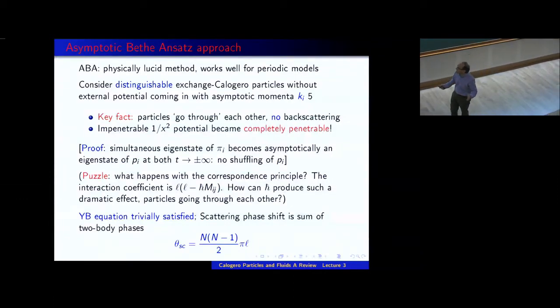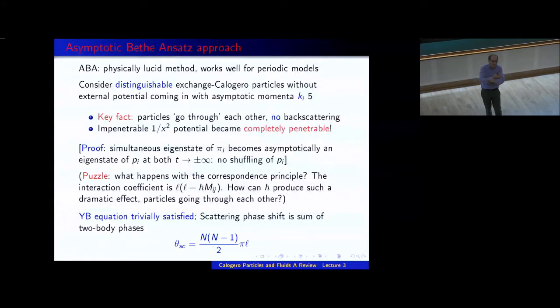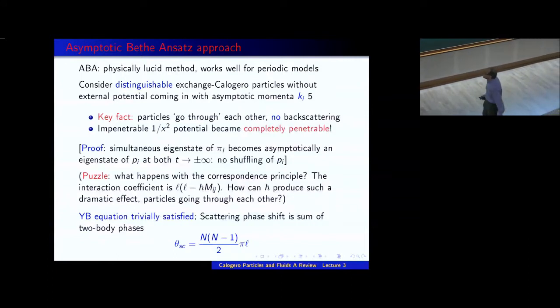Here, there is no issue. We don't even need to check anything because particles simply go through each other. So which one went through the other one first or second, it doesn't matter at all. The scattering matrix is completely trivial. It's one, so it satisfies this relation. And of course, the total scattering phase will be the sum of the individual two-body scattering phases. Again, that famous factor.